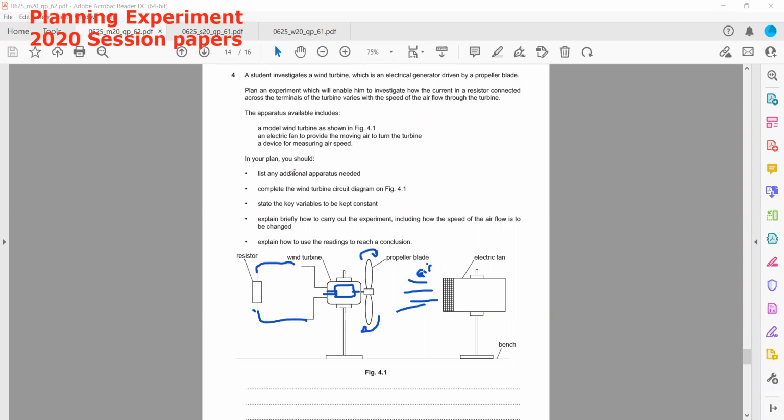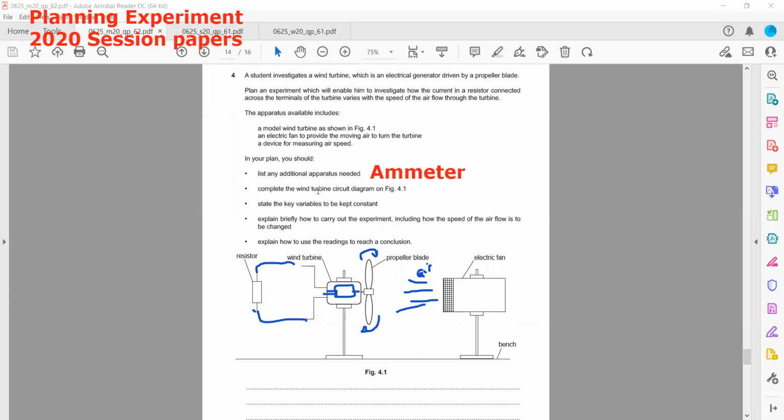So in your plan, you should include a list of additional apparatus. A student is investigating how the current produced changes with the speed of moving air. So what additional apparatus does the student require for this? Because the student wants to measure the current produced due to the movement of the air. So if we want to measure the current, what apparatus do we need? We need an ammeter. So the additional apparatus which the student should have here should be an ammeter.